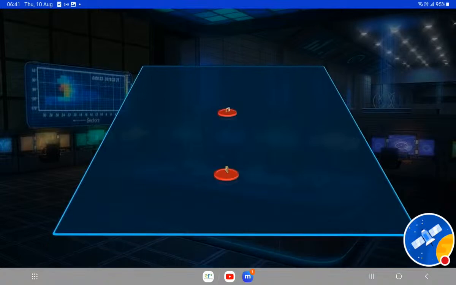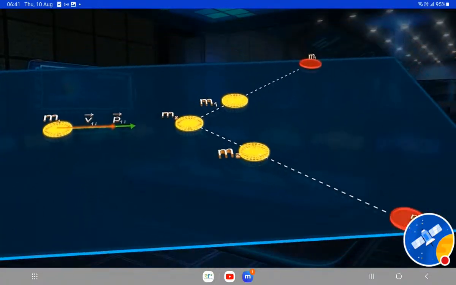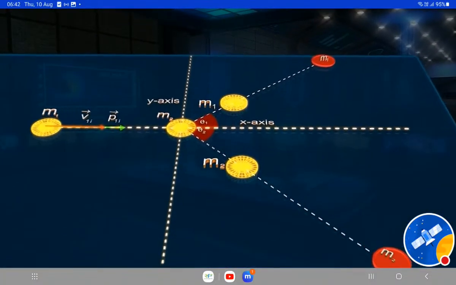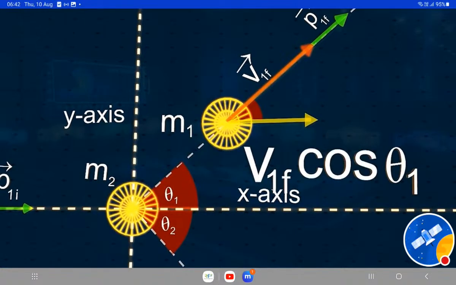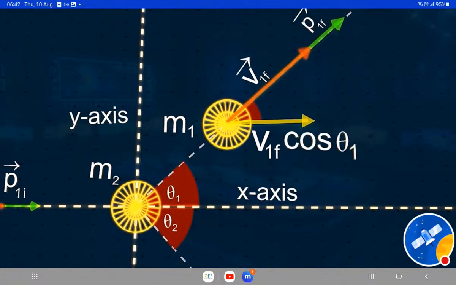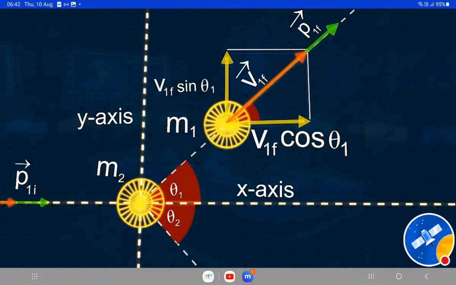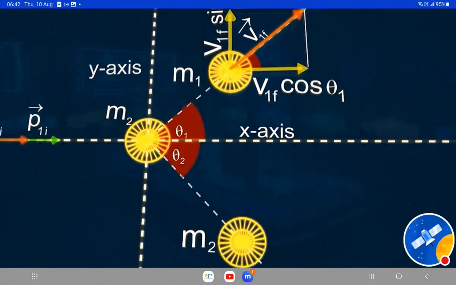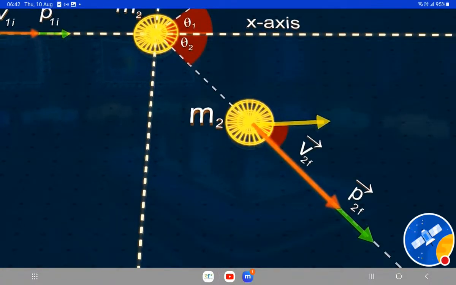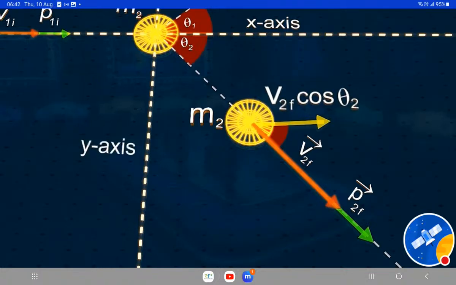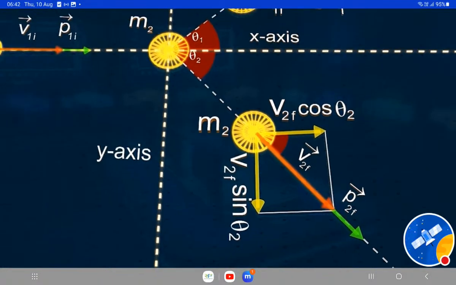To begin with, since we are considering a two-dimensional motion, we need to resolve the velocities into their x and y components. The component of vector v1f along the x-axis is v1f cos theta 1, and that along the y-axis is v1f sin theta 1. Similarly, the component of vector v2f along the x-axis is v2f cos theta 2, and that along the y-axis is v2f sin theta 2.